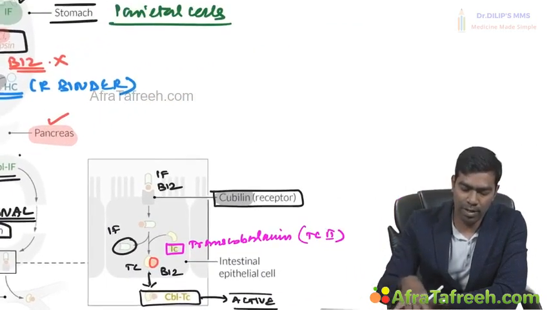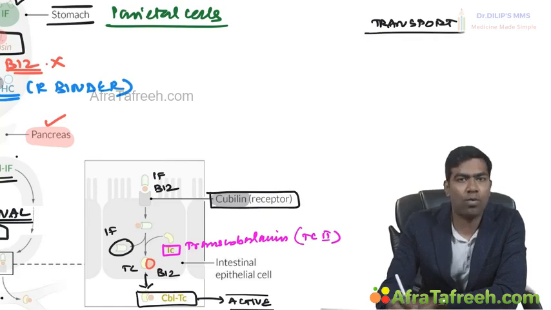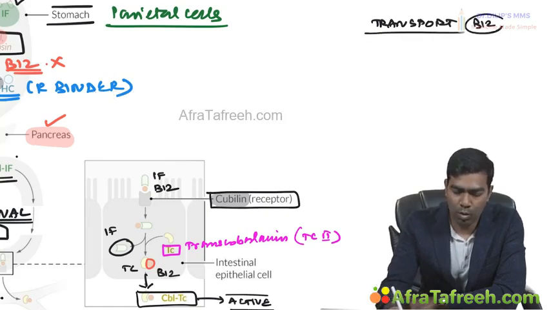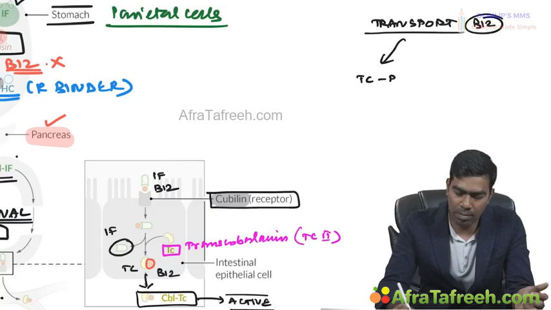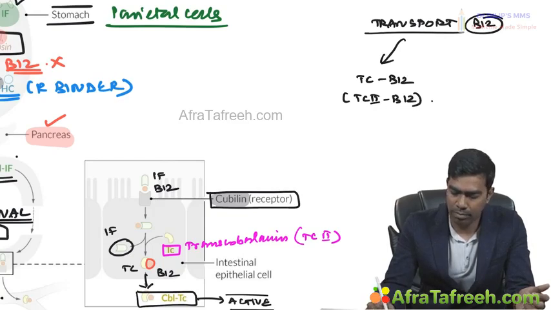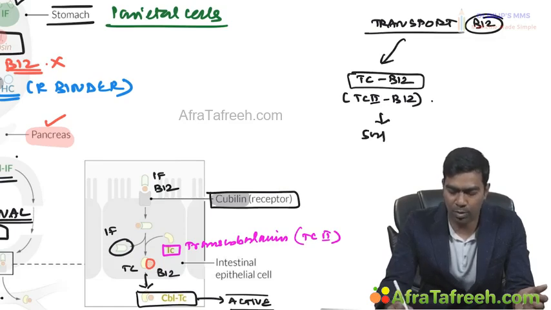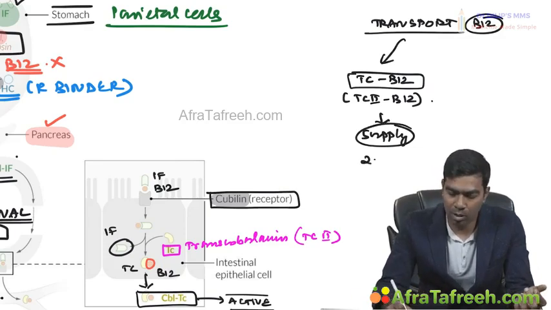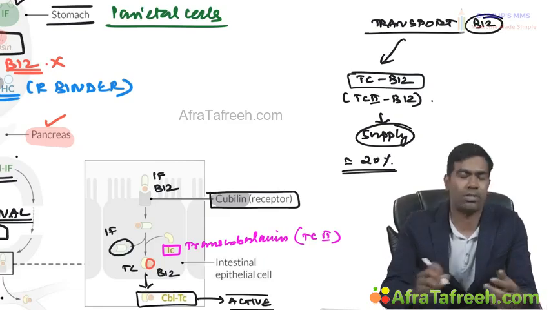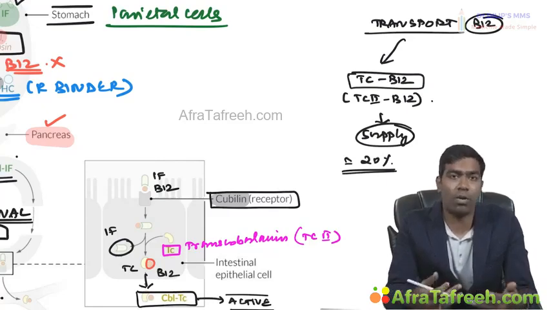So why is that point very important? Because the transport form of B12 is of 2 types. The first transport form of B12 we already discussed is the transcobalamin B12 complex, or simply the transcobalamin 2 B12 complex. This form of transport is the one that is going to supply the cells that need B12. But the problem is this contributes only approximately 20% of the circulating B12. This is not the predominant circulating form of B12.